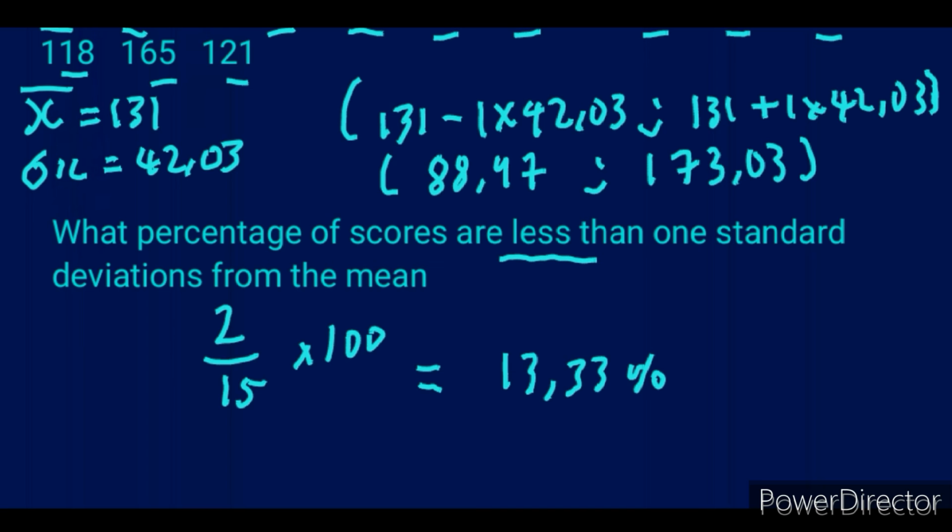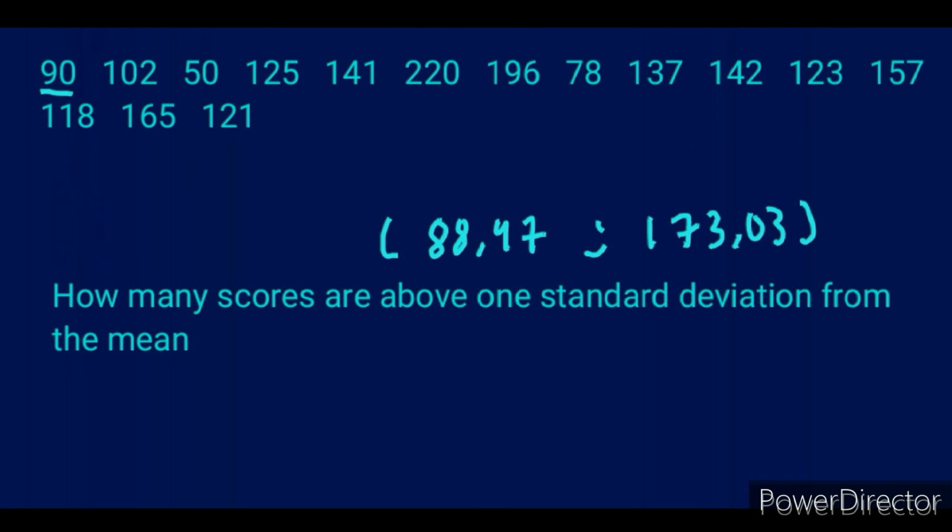Alright, let's go to the final type of question. Here is another question. Now they ask how many scores are above 1 standard deviation from the mean. This is our range. So we'll check the first score. Let's check if 90 is above. Is 90 above 173? Nope, it's not above 173.03.